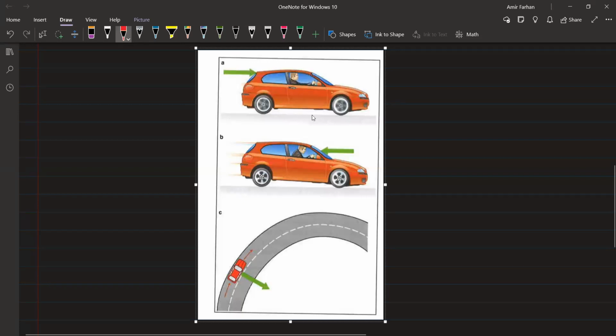No, they're accelerating. Acceleration will be there. So the car will accelerate in this direction.